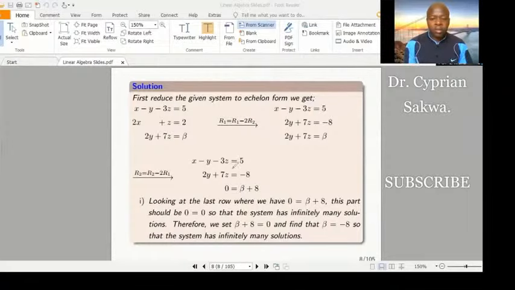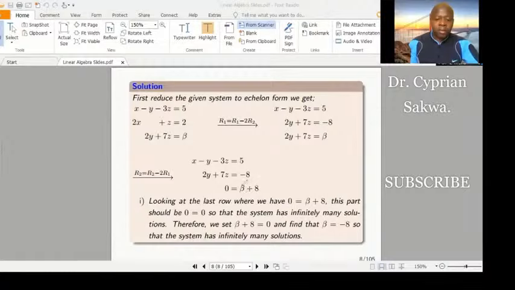The second question was, what should beta be so that this system has no solution? You remember that in our previous example, for the system to lack solutions, we had a zero on the left side of the last row and then a non-zero number on the right side. So if the value on the right side remains non-zero, then the system would lack solutions. What would be the value of beta for this to be non-zero?